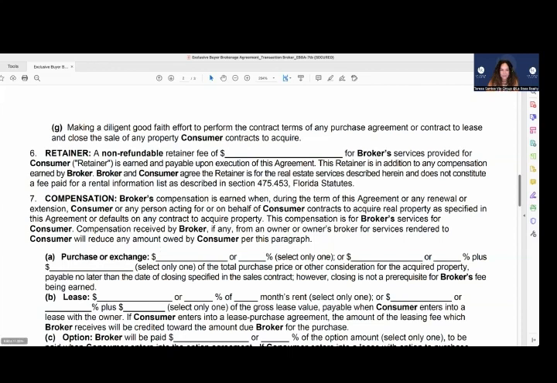It's separate from the fee that you're going to charge for your closing or if they close on a property. Okay. So if they close on a property, you can just waive that fee. But if they decide not to close on a property, you can at least charge the retainer fee.